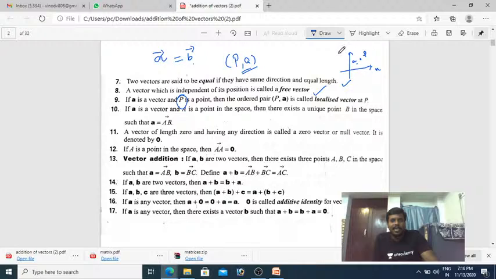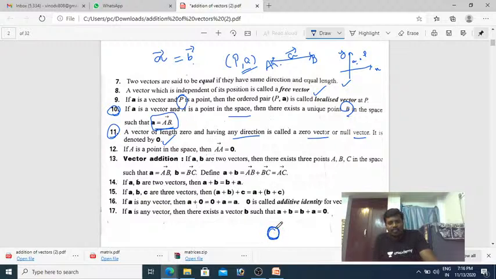This is the x-axis, this is the y-axis. Now the 10th point is, if A is a vector and capital A is a point in this space, then there exists a unique point B in this space such that A equals AB bar. This is A, this is B. One vector traveling from A to B, this is the AB bar vector. The 11th point is, a vector of length 0 and having any direction is called a zero vector or null vector. It is denoted by O or 0. A zero vector means that vector has no magnitude. A plus minus A bar equals 0.